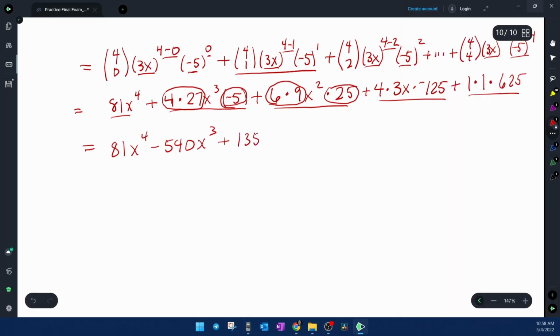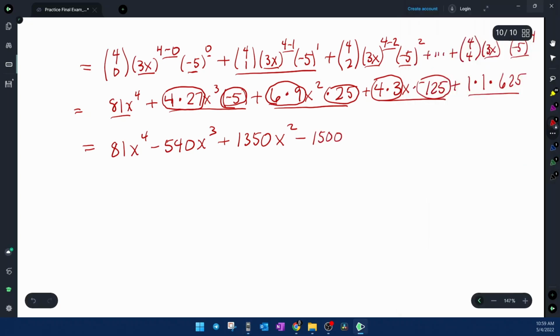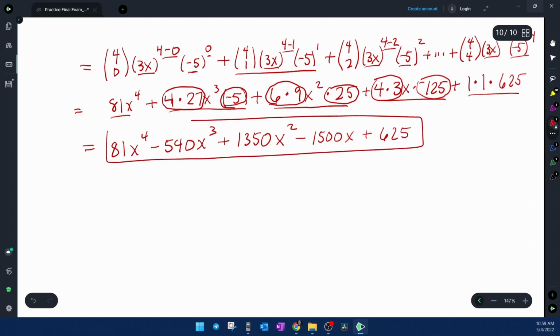So 1350 is the coefficient of x squared, and then minus, because I can see these terms are alternating, 4 times 3, which is 12, times negative 125, 12 times negative 125, negative 1500. That is the coefficient of x. And last but not least, we have the constant, which works out to be just 625. And that's going to be our binomial expansion, simplified completely.